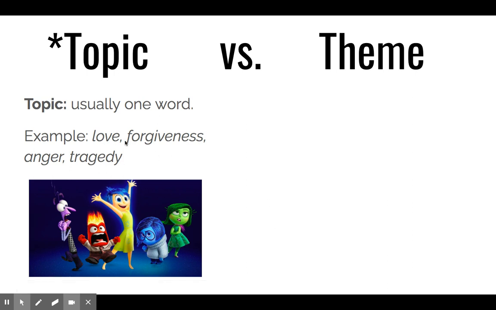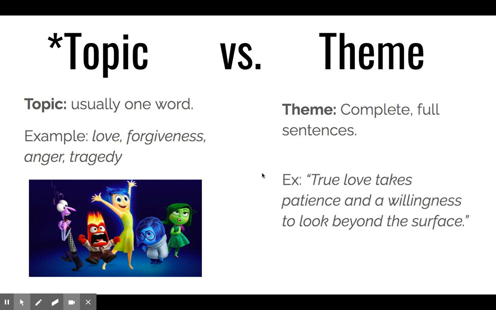Theme is when you take these words or word and you turn it into a message, an idea. And it's usually a complete full sentence. So if I'm talking about love as a topic, maybe in the story I'm looking at, the theme could be true love takes patience and a willingness to look beyond the surface. And if you notice, this is not something that's very specific to any story. I didn't mention a specific story, but you can totally see how this would be a theme, an idea, a message, or a lesson to take away. So that's what I mean by universal.